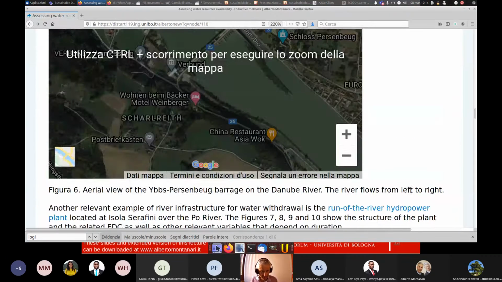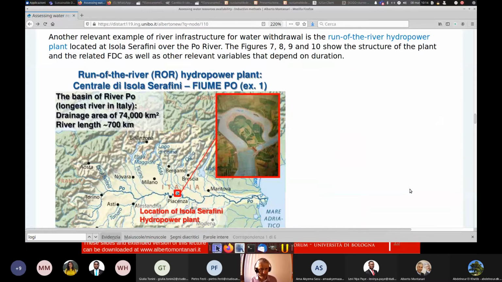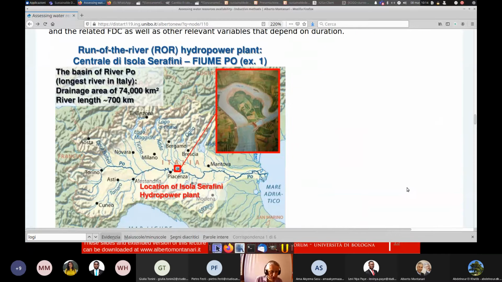Here we are. Here is a couple of figures related to Isola Serafini. This is a run-of-the-river hydropower plant. How is it structured? You see the picture in the red rectangle. This is the Po River that flows from the lower part of the picture to the higher part. So if you look at my mouse, it flows.